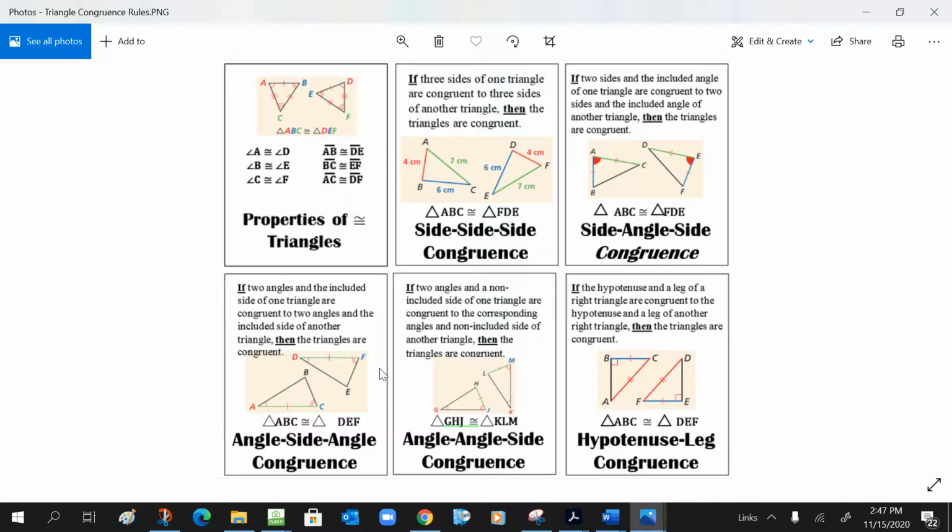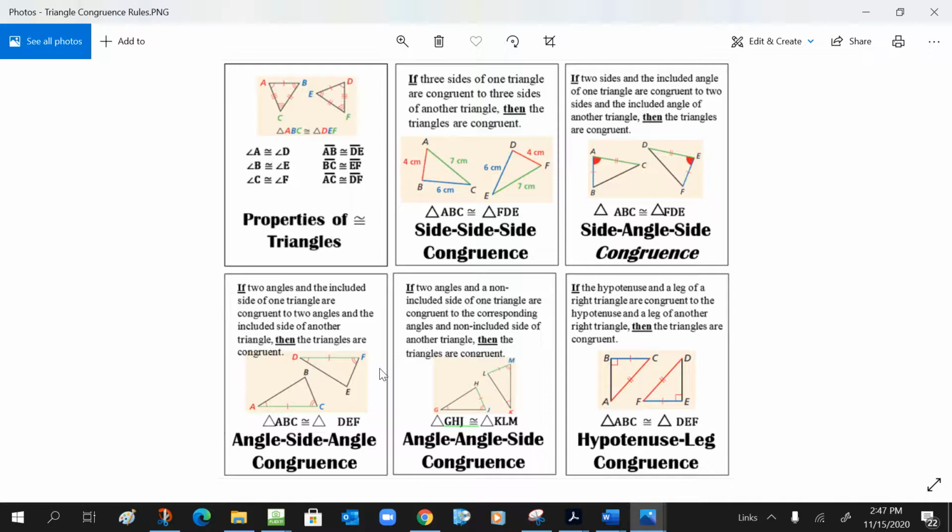They could have put 1 tick mark on the side lengths marked 4, 2 tick marks on the side lengths marked 7, and 3 on the side lengths marked 6, as long as each triangle had a corresponding congruent side in the other triangle. You would have side-side-side congruence and need to know nothing about the angles.